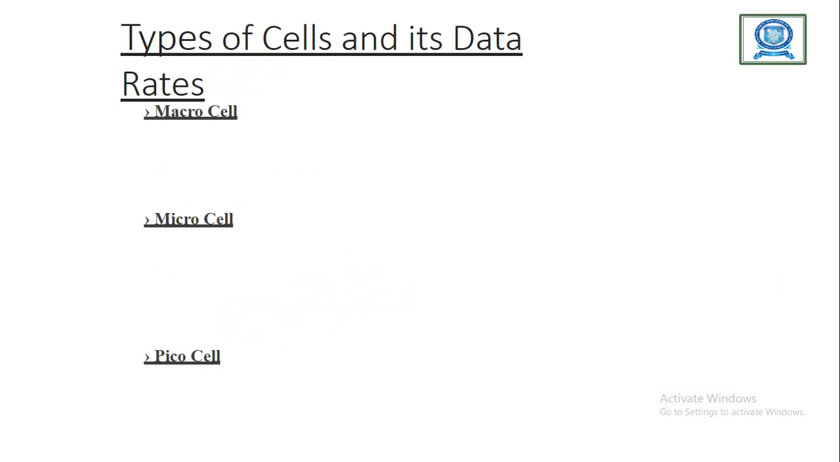Types of cells used in UMTS. Normally, we use three different types of cells. One is macro cells, another is micro cells, and the third is pico cells. Depending upon the coverage of the region, the cells will be arranged. Macro is a high coverage area, micro is comparatively less than macro, and pico is comparatively less still.